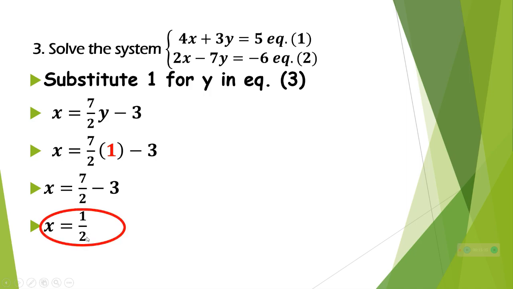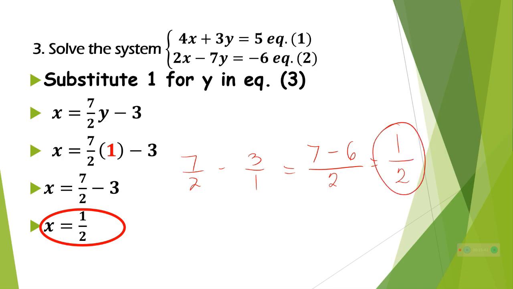Or, you may also use subtraction of fractions. We have here 7 over 2 minus 3, and since this is over 1, you are going to find the LCD. So 2 divided by 2 is 1 times 7 is 7. Then 2 divided by 1 is 2 times negative 3 is negative 6. Then 7 minus 6 is 1. Then copy the denominator. So still your answer is 1 half.